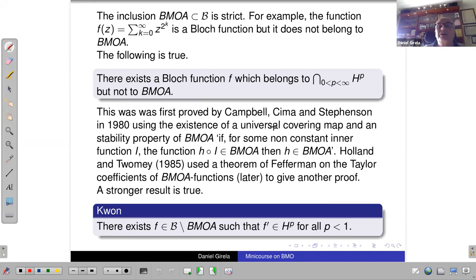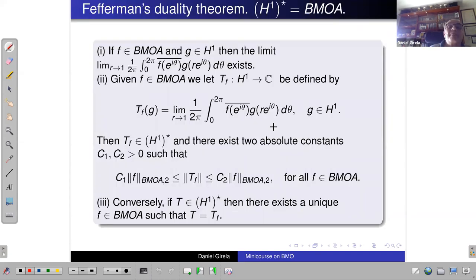But then anyway, if I write a manuscript for the proceedings, then I will try to give some ideas on some of the results that I mentioned. Okay.